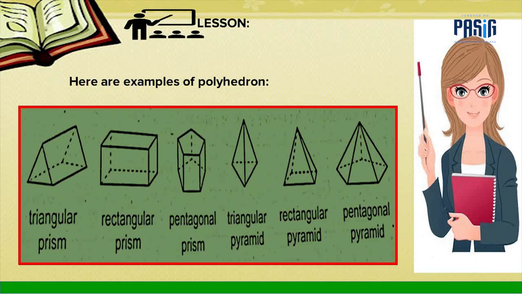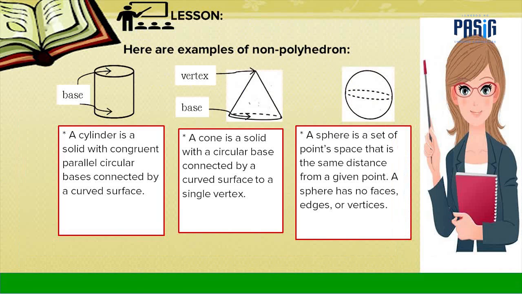Here are examples of polyhedron. Look at the first figure. That is a triangular prism. The second one, we have rectangular prism. The third one, pentagonal prism. The fourth, we have triangular pyramid. Next, we have rectangular pyramid. And the last one, we have pentagonal pyramid.